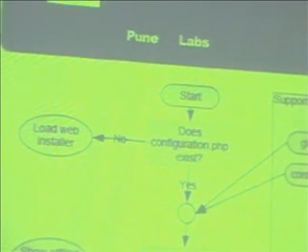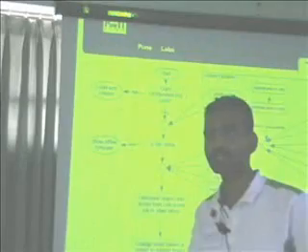So it immediately checks whether the configuration.php file exists or not. If it exists, it moves on. If not, it starts the installer so that you can install Joomla. So this is how Joomla immediately loads an installer. The first time you run Joomla, it will automatically start the web installer to install the application and configure it.